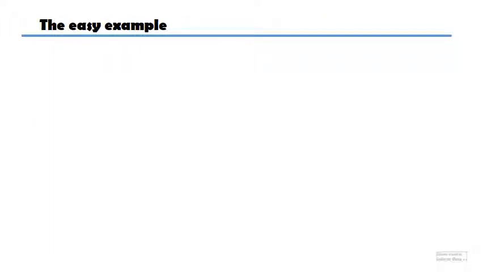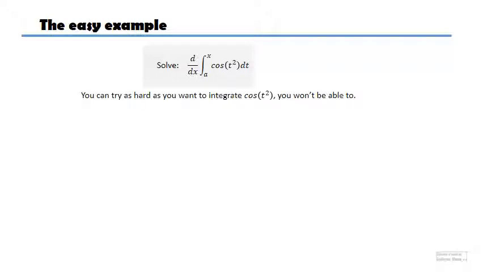Here's an easy sort of situation. They ask you to solve this. Now if you try to integrate cos of t squared, and this is what a lot of you might end up doing, you're desperately trying to integrate this, no matter how. But the thing is actually really difficult to do. You won't be able to do it with your standard tools. So how do I integrate that thing?